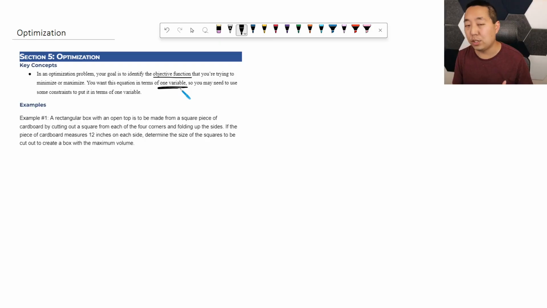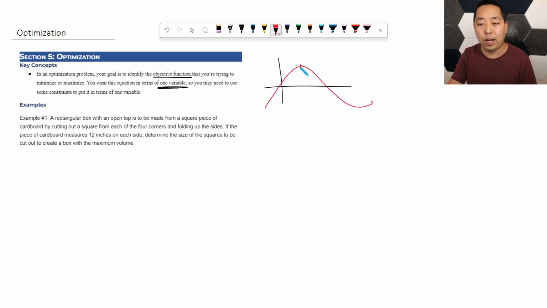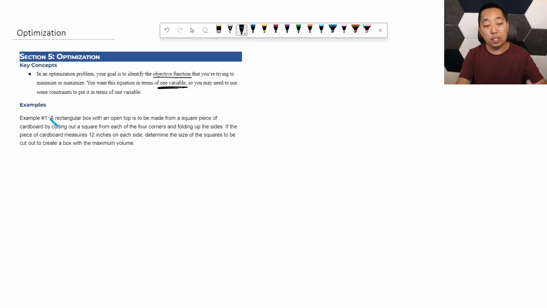in order to answer that question. So it's easier if you see it as an example of what we're going to try to do. Because ultimately, at the end of the day, we're trying to create a function, and we're ultimately just trying to find what is the maximum or the minimum value of that function. That's what optimization is all about. So let's take a look at this first problem here.